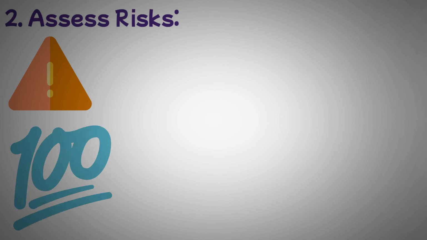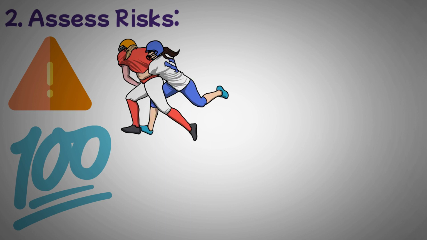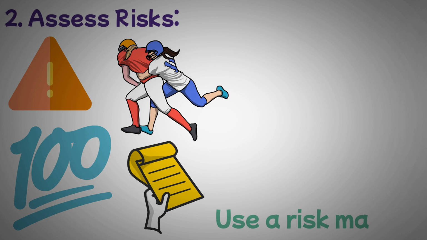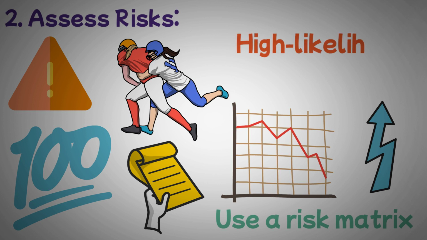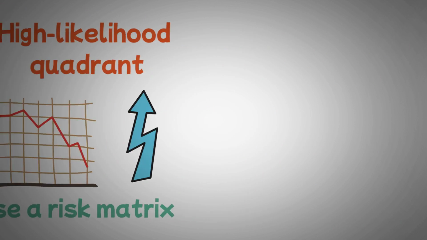2. Assess risks. Once you've identified potential risks, it's essential to assess their likelihood and impact. This step helps prioritize which risks to address first. A common method is to use a risk matrix, where risks are plotted on a grid based on their probability and severity. Risks in the high-impact, high-likelihood quadrant should be tackled as a top priority.